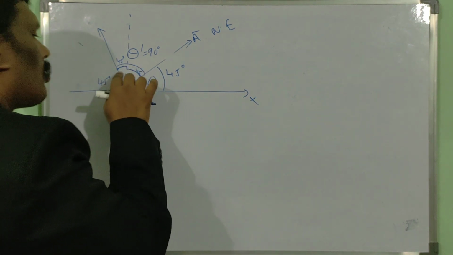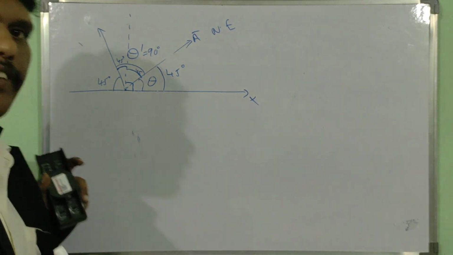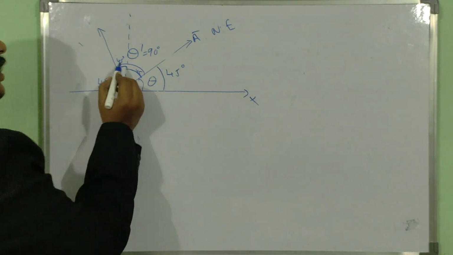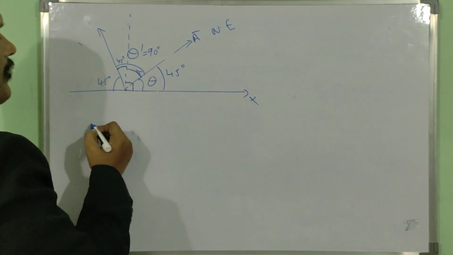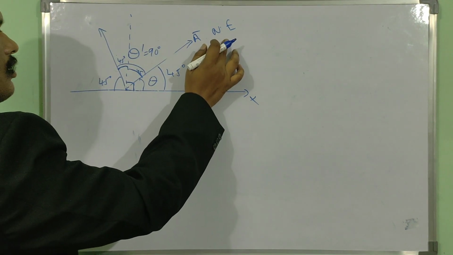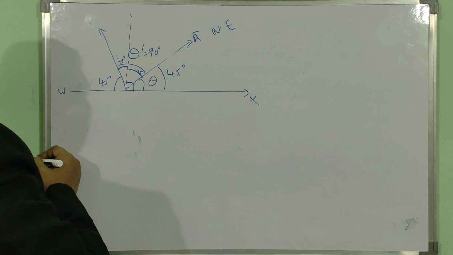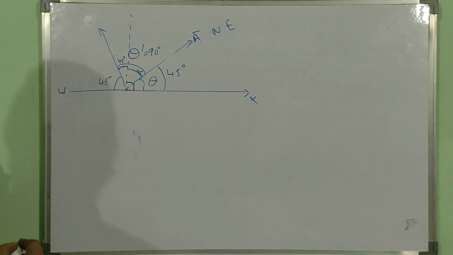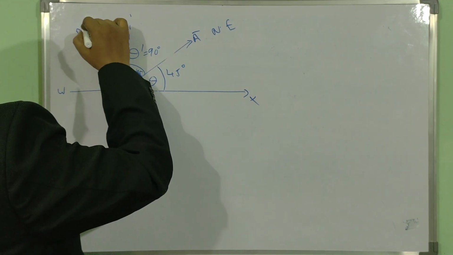Don't consider it small here and larger there; that is just my rough diagram. But mathematically, this is 45, so this is also 45. If these two are 45, then what about this direction? This is northeast. This is the west, this is the north. So then what is this? Northeast. This is the northwest direction.